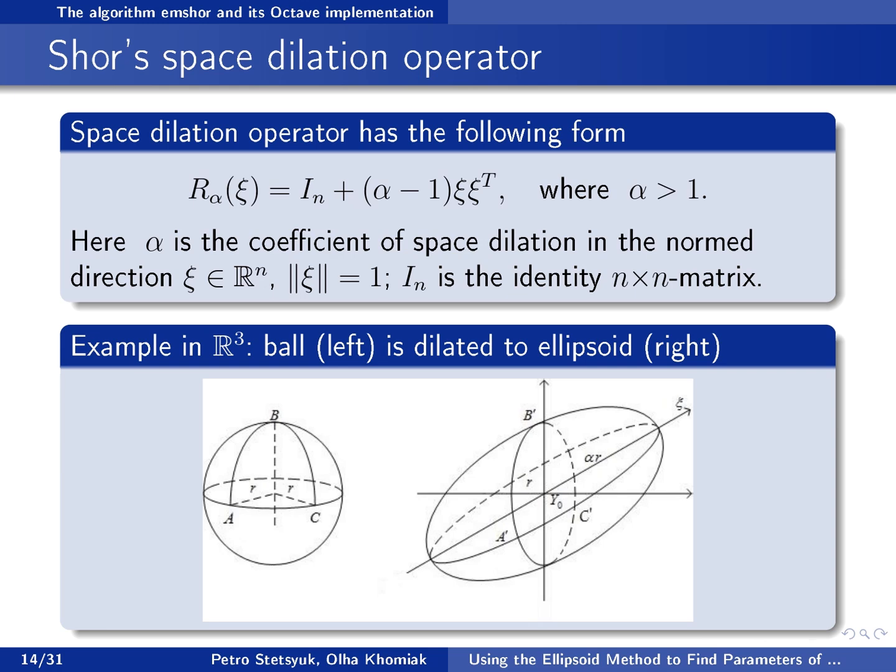In 3-dimensional space we have a sphere of radius r and direction c. If we dilate space in the direction of c, we will get an ellipsoid whose semiaxis in direction c will have the length alpha r, and the other two semiaxes in directions orthogonal to c will be equal to the radius r.